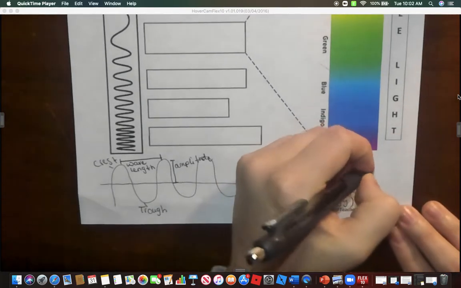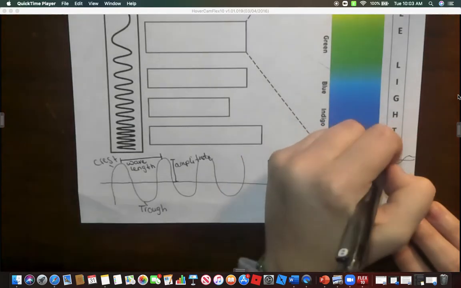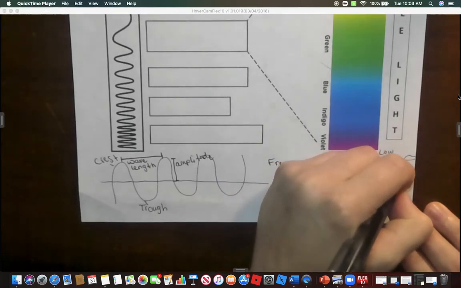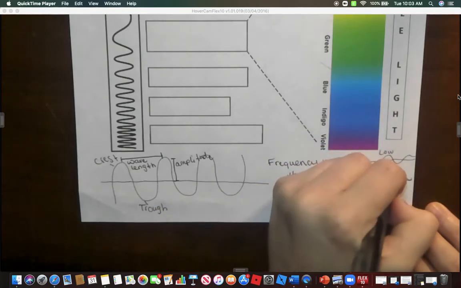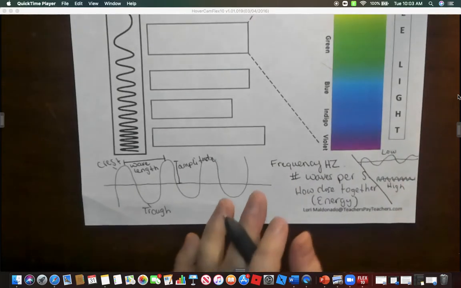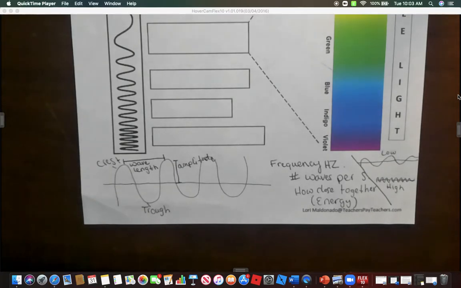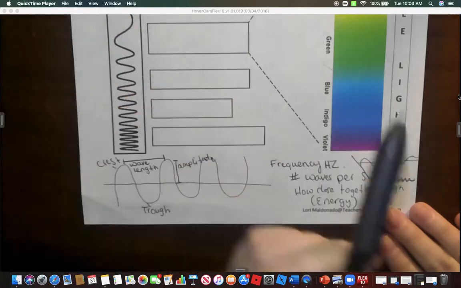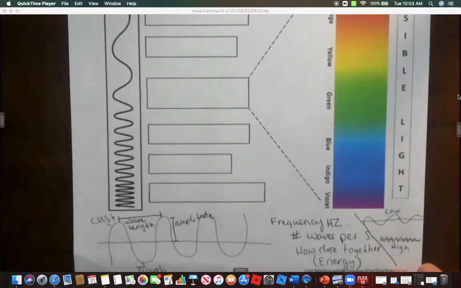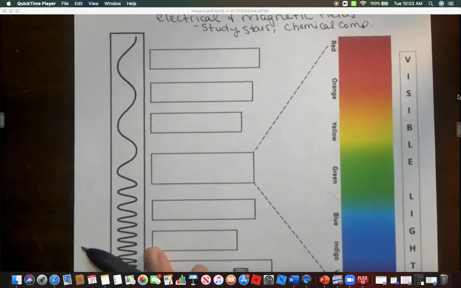So a low energy wave might look like this. More, so this is a low frequency wave, whereas a high frequency wave, there's going to be more waves per second. Okay, so when we look at the electromagnetic spectrum, which is going to be here on this side, we have a range of waves that go from a high frequency to a low frequency, varying in frequency. Okay, so now we have to talk about the different types of waves on the electromagnetic spectrum.